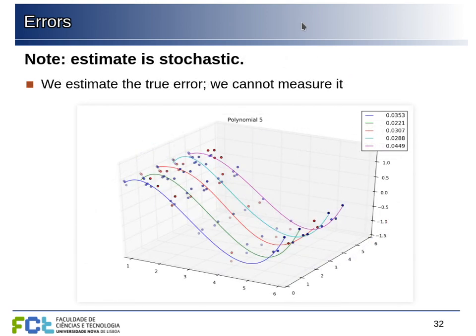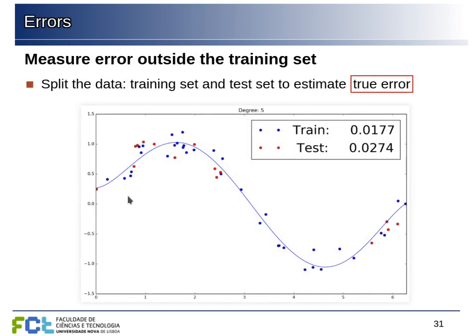One important thing here is that these estimates will depend on how the split was done. So depending on which of these points end up in the training set and in the test set, we will have slightly different curves and slightly different test errors because we are using different points.